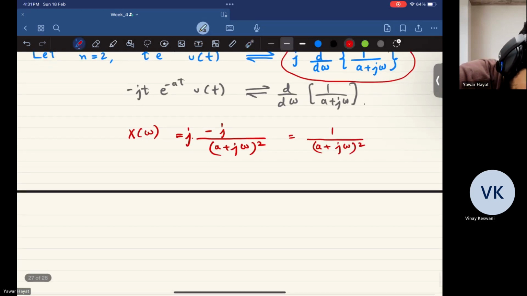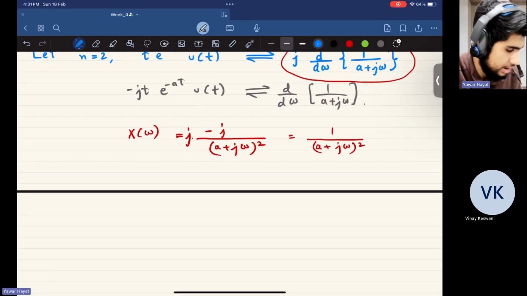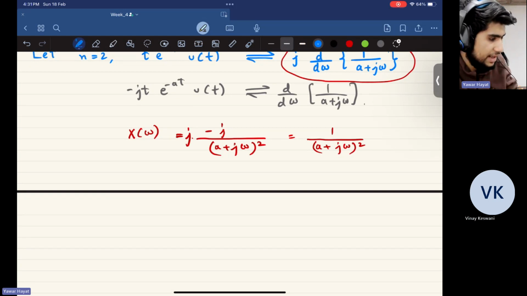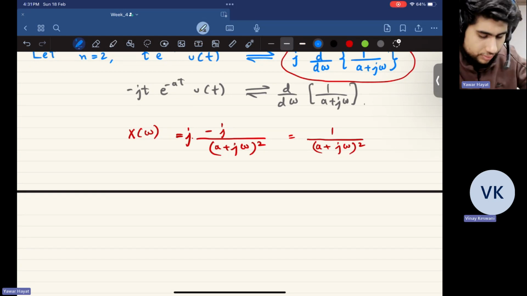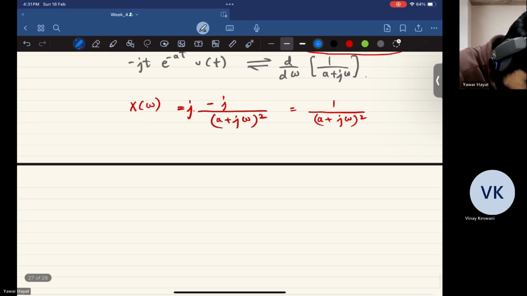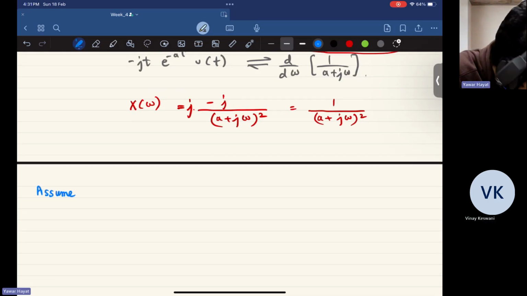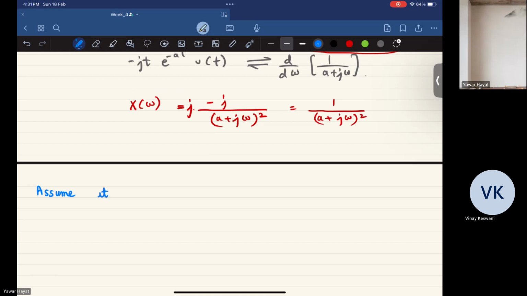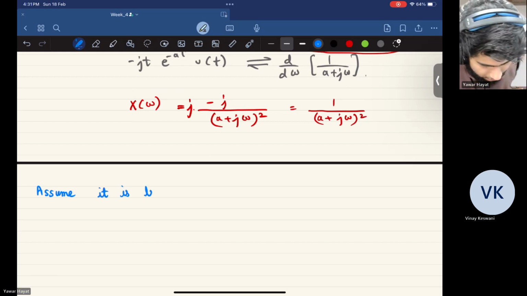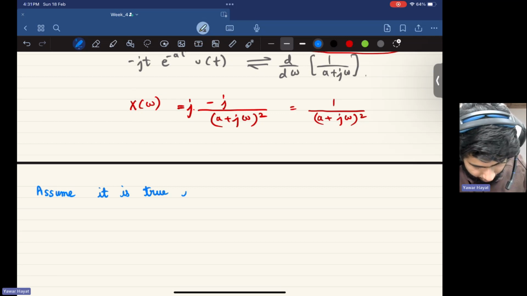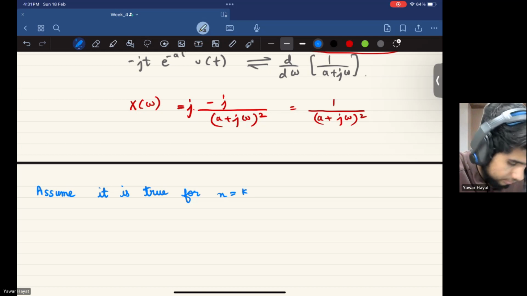Now let's consider the case when this n is k, and we'll assume that it is true for n equal to k. We'll assume it is true for this n equals to k.